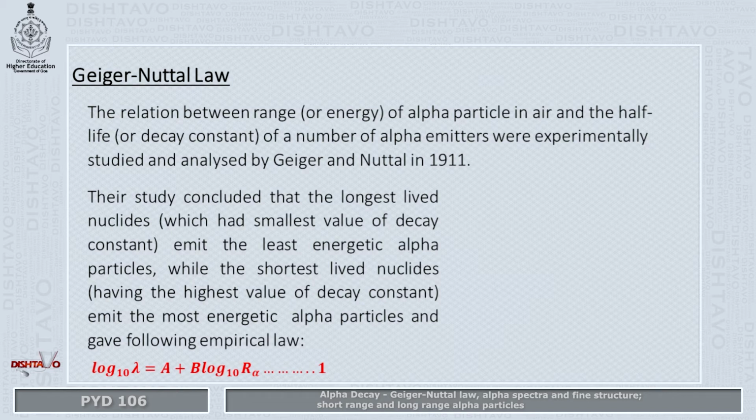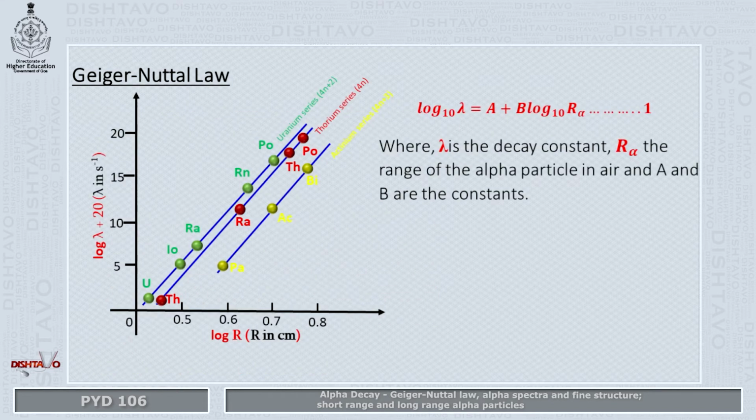Fine. So when they plotted the data they had of these different radioactive materials, what they got is a very straight line. They plotted the log of lambda, that is the log of the decay constant, versus the log of the range of this alpha particle, and they got a very straight line. Now mathematically we know the equation of a straight line: y equals mx plus c, right?